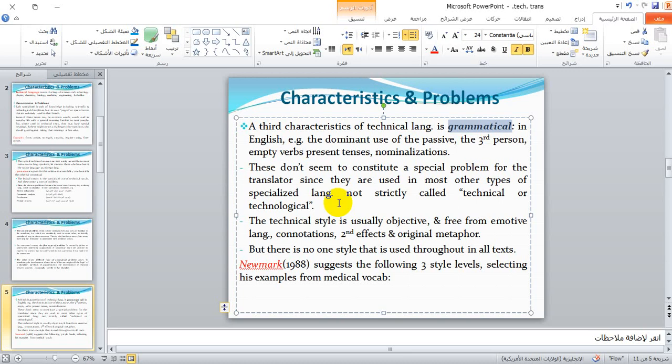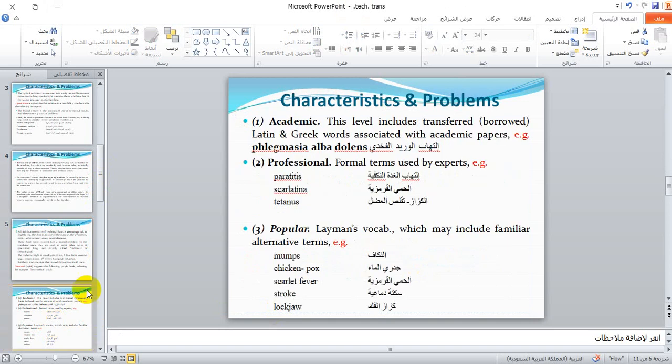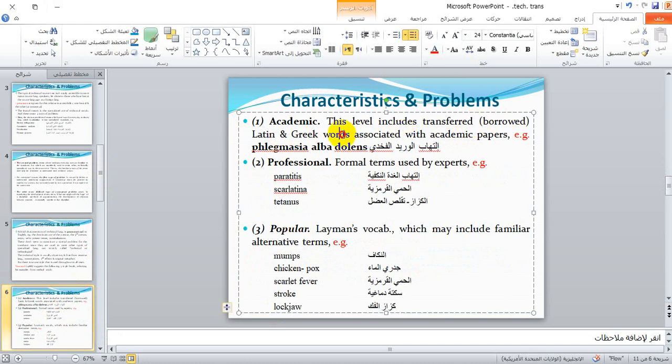Newmark suggests the following three style levels, selecting his examples from medical vocabulary. The first level is academic. This level includes transferred or borrowed Greek and Latin words related to academic papers. For example, phlegmasia alba dolens, التهاب الوريد الفخذي.